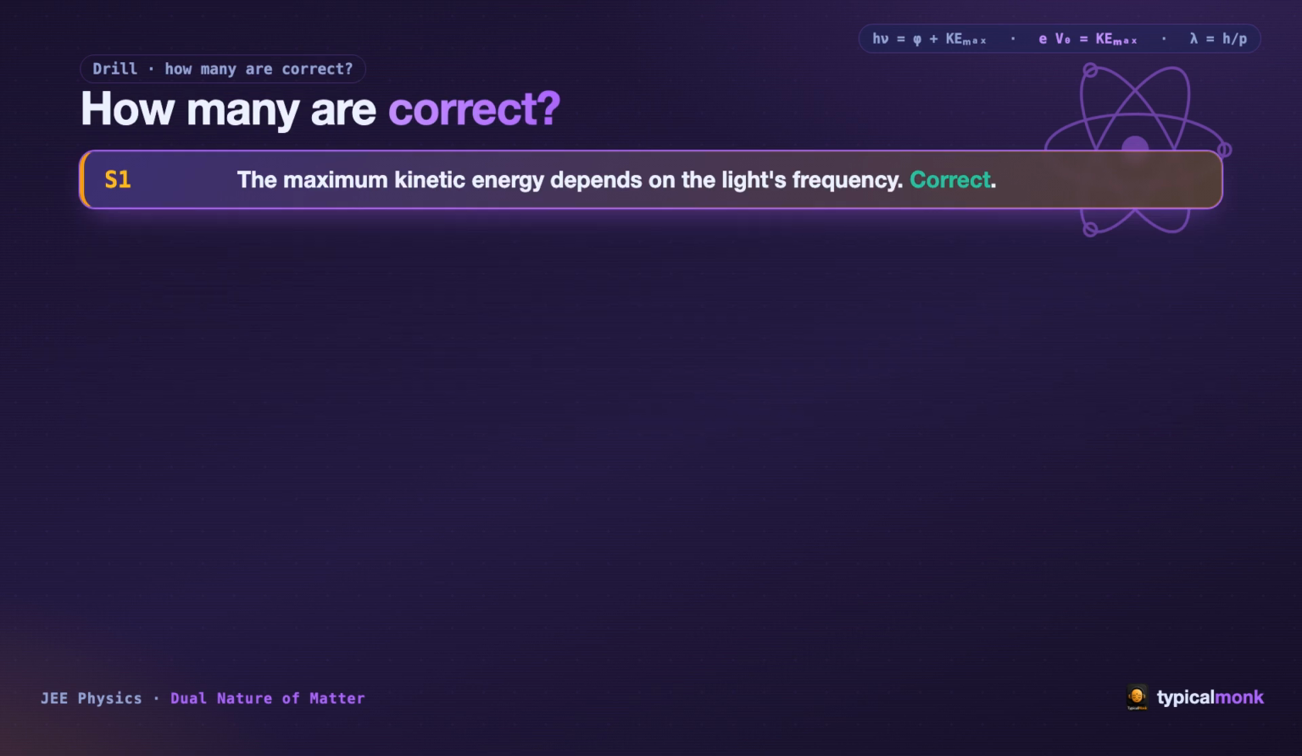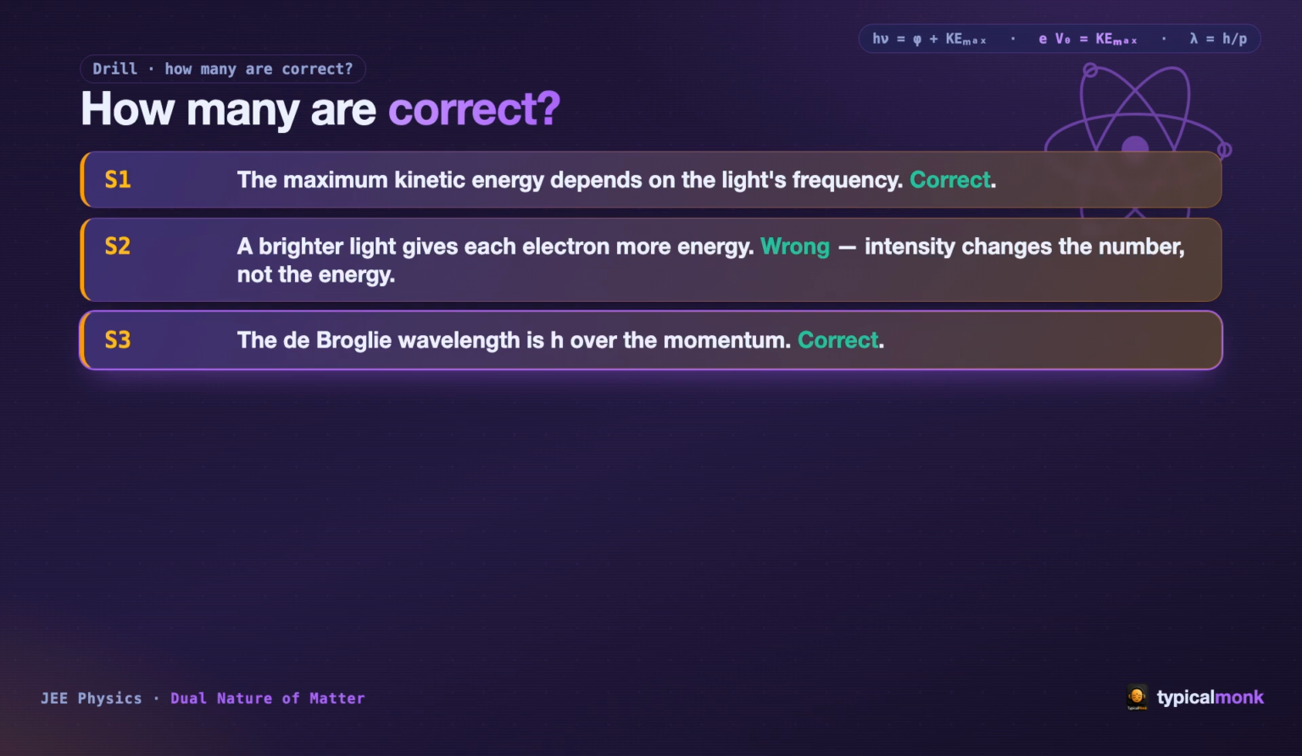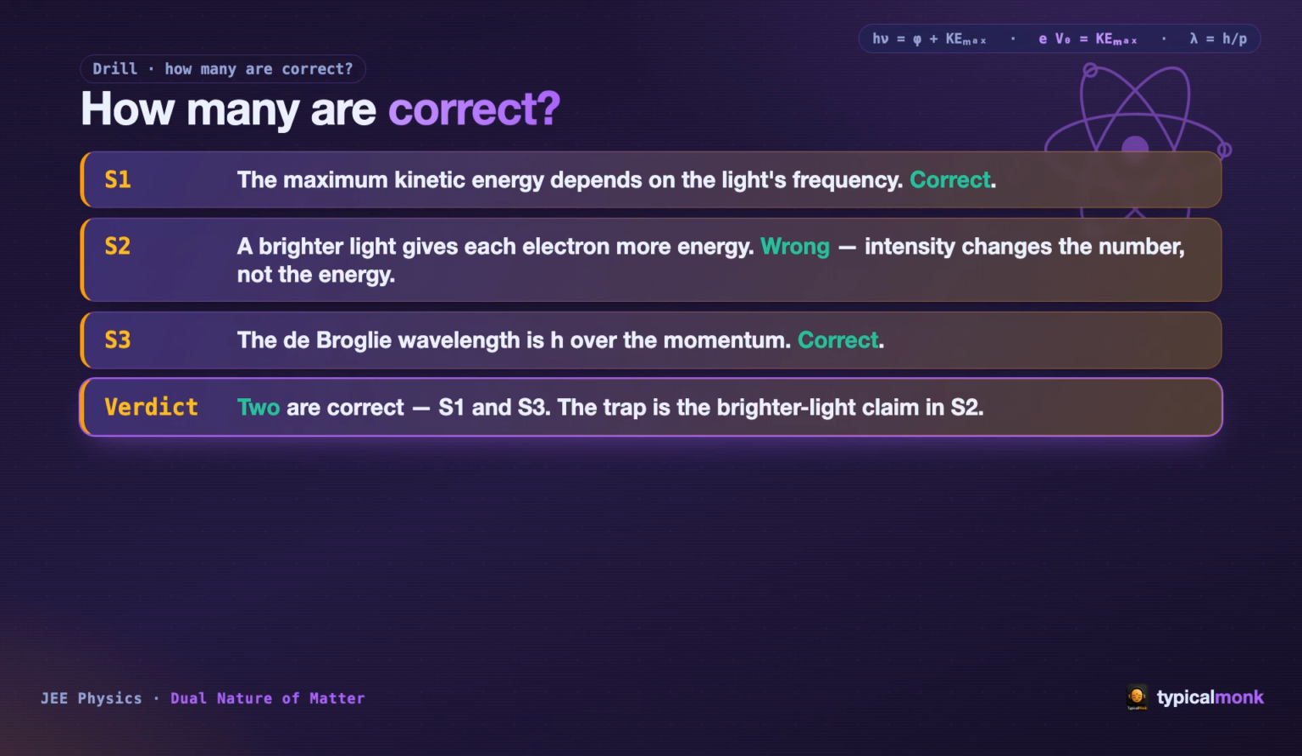Now, how many of these statements are correct? Statement 1: the maximum kinetic energy depends on the light's frequency. Correct. Statement 2: a brighter light gives each electron more energy. Wrong. Intensity changes the number of electrons, not their energy. Statement 3: the de Broglie wavelength is h over the momentum. Correct. So the answer: two are correct, statements 1 and 3. The trap is the brighter light claim in statement 2.